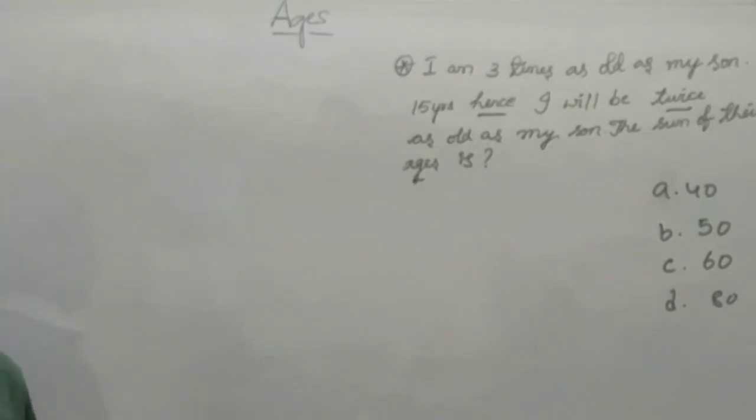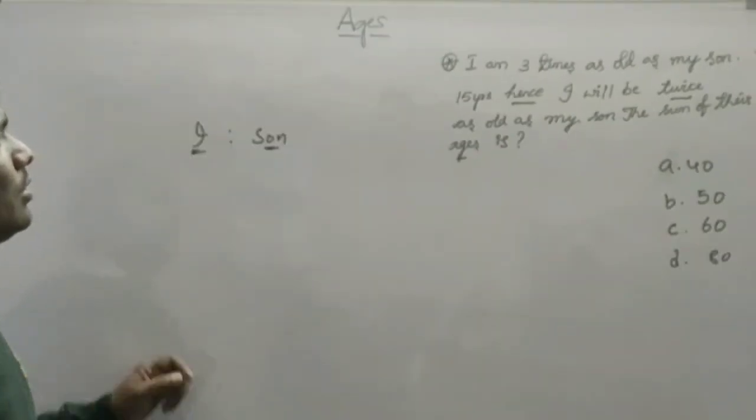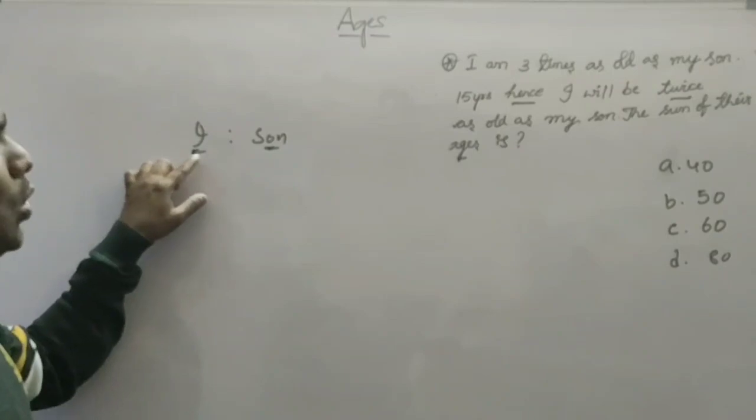ఓకే, సో ట్వైస్ అండ్ థ్రైస్ మీద ఒక ప్రాబ్లం చెక్ చేద్దామండి ఇక్కడ మనం. I am 3 times as old as my son. 15 years hence I will be twice as old as my son. The sum of their ages is, అన్నాడు.